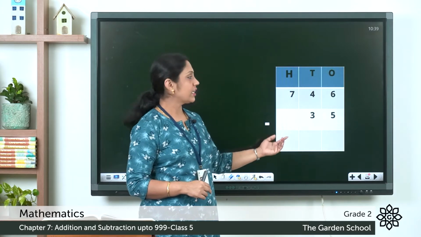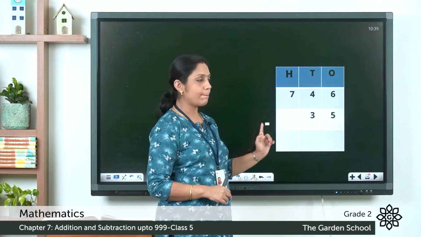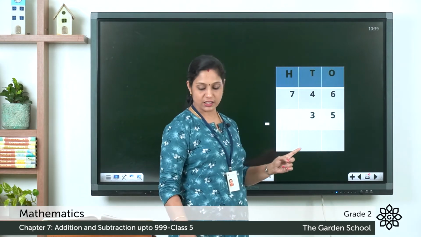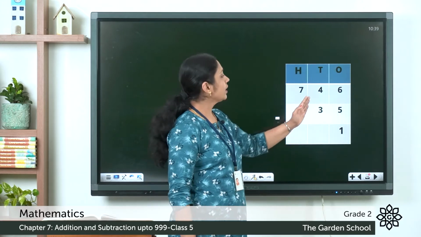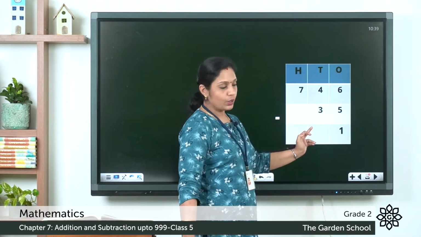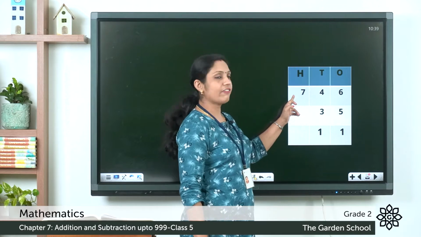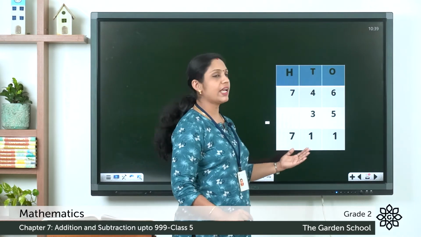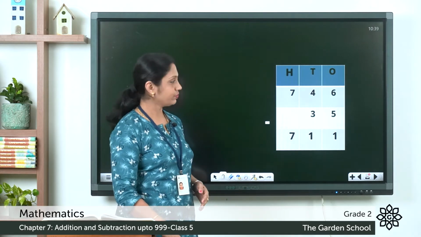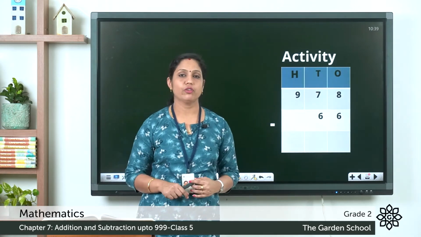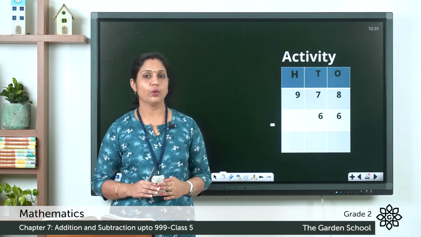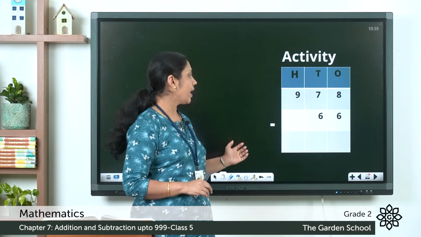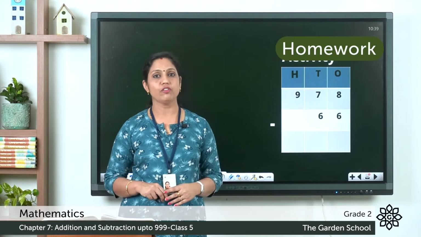Let's look at the second question. We have 746 minus 35. So first 6 minus 5 is 1. Then 4 minus 3 is 1. Then we'll have 7 here in the hundreds place. We write that in the hundreds place with the answer and we get the answer 711. So this is an activity for you, the third question. You can take down your notebook and write down the question. 978 minus 66. This is an activity for you to do.